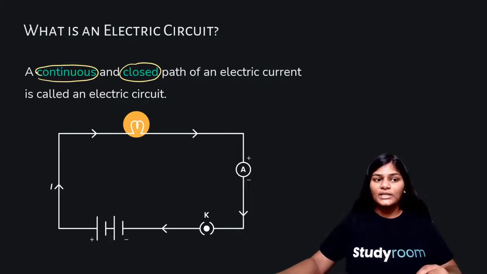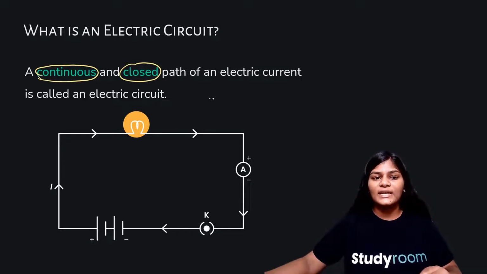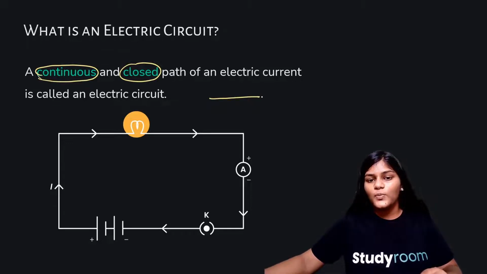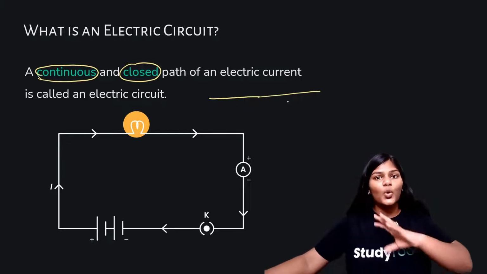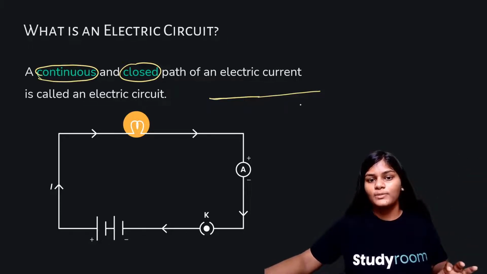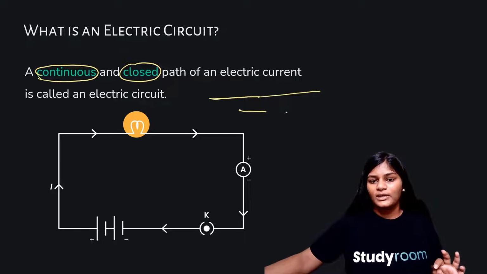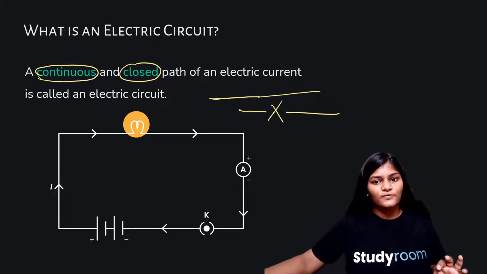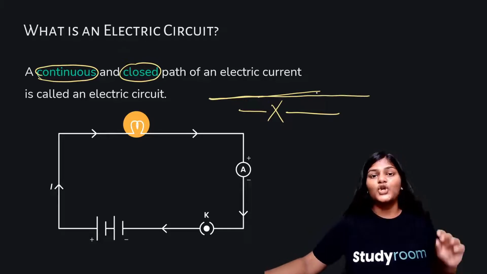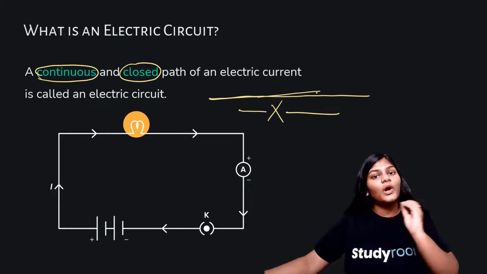Now what does continuous mean? Continuous means that it has to be in one straight line. It has to keep going. It should not break in the middle. If there is a break, current cannot flow here. Current can only flow if the circuit is continuous, or it is in a line which is going on continuously.